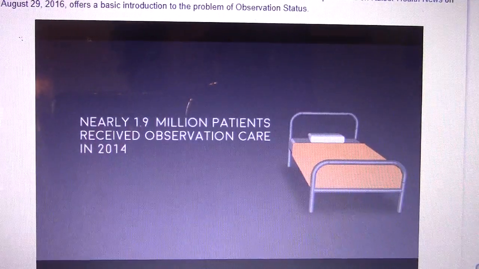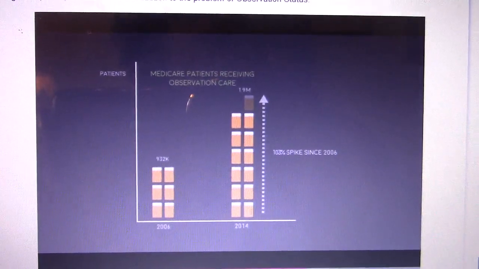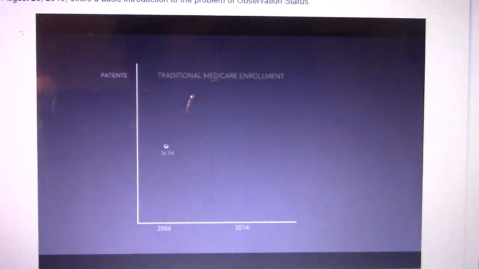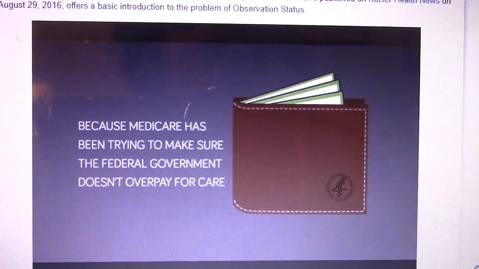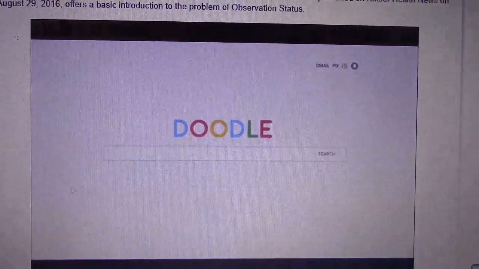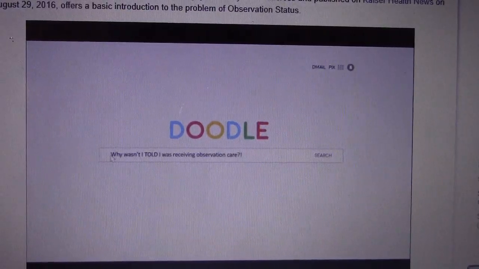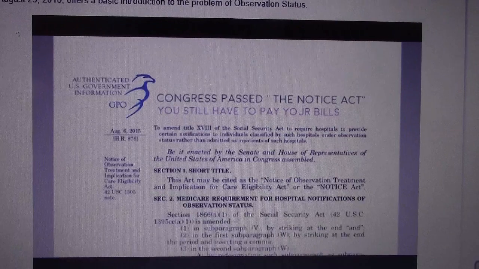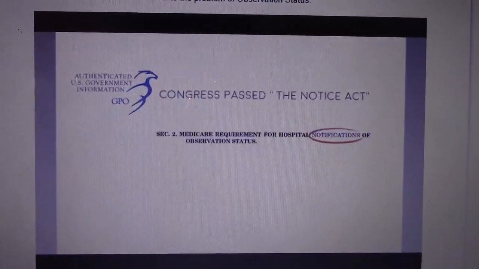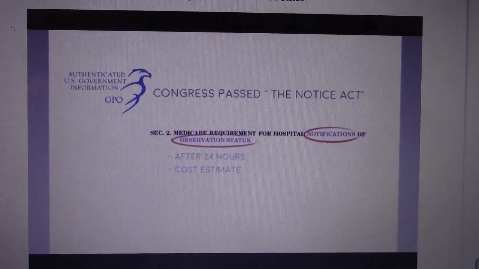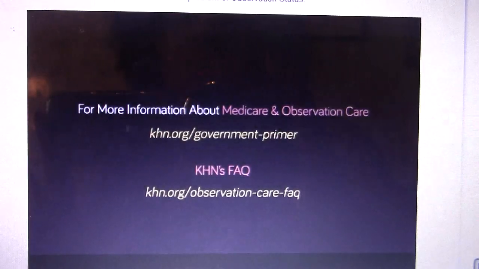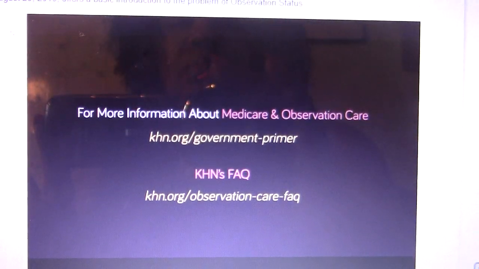Nearly 1.9 million Medicare patients received observation care in 2014. That's a spike of 103% since 2006, while Medicare enrollment rose only 5% during the same time. Why? Because Medicare has been trying to make sure the federal government doesn't overpay for care. Complaints about observation care prompted Congress to pass the Notice Act. It does not change your financial responsibilities. It requires that hospitals tell you that you're in observation care after 24 hours, and what the costs might be. For more information about Medicare and observation care, check out the links on your screen.